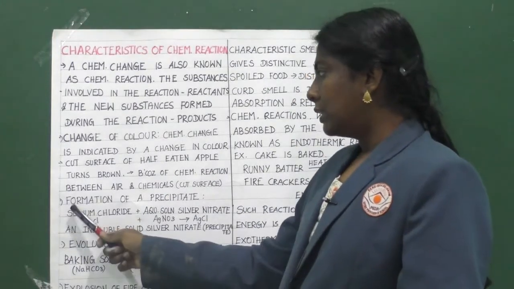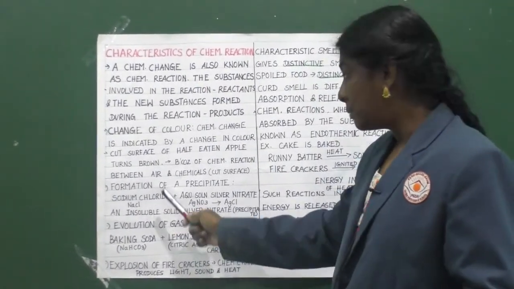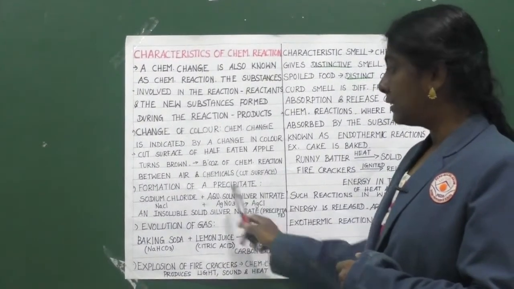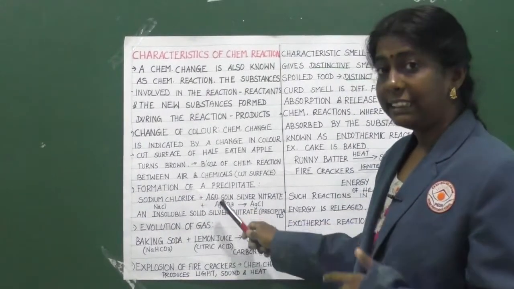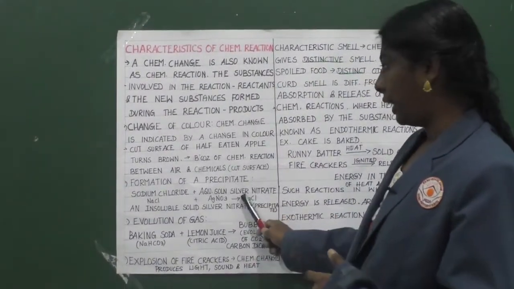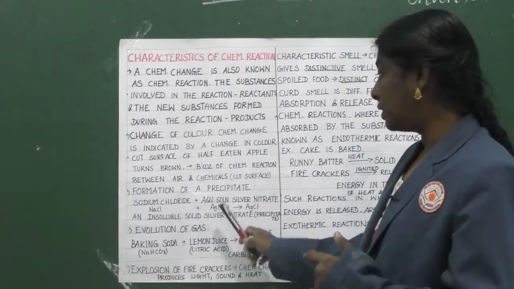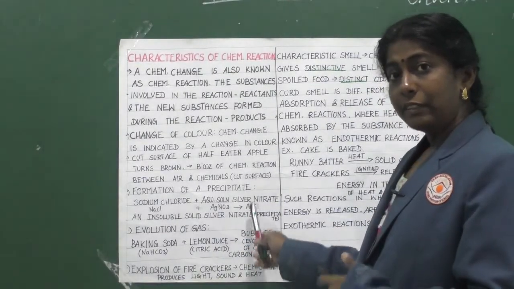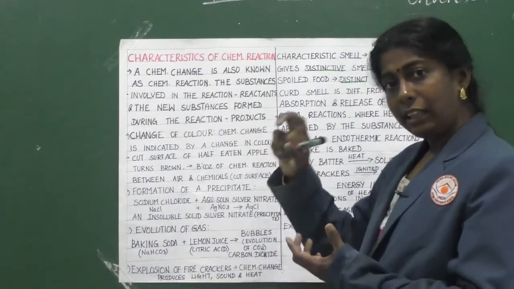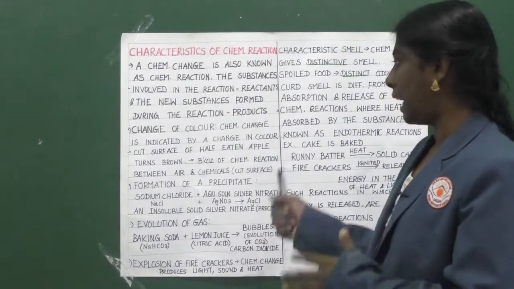Then formation of a precipitate. When sodium chloride, NaCl, is mixed with aqueous solution of silver nitrate, AgNO3, we will get AgCl, an insoluble solid, which will be present in the form of a precipitate in the bottom layer. So this is one example.